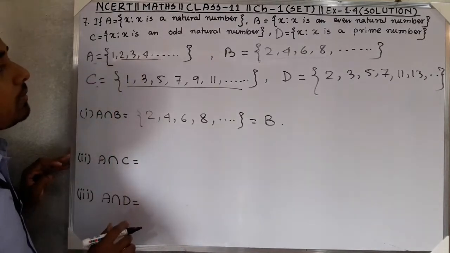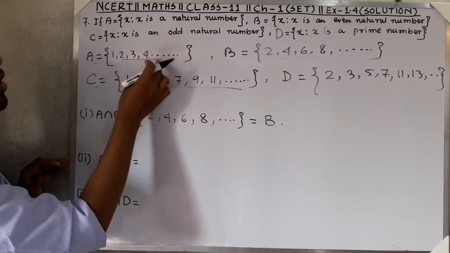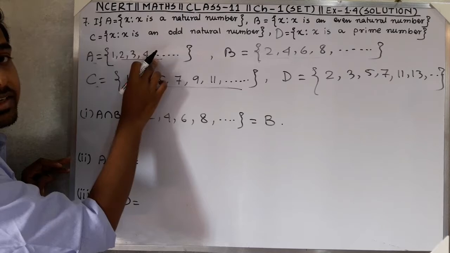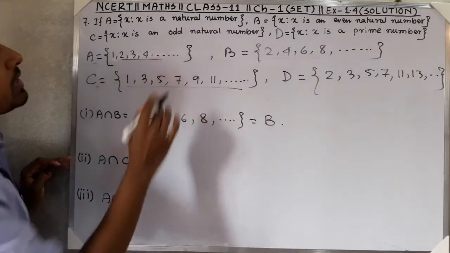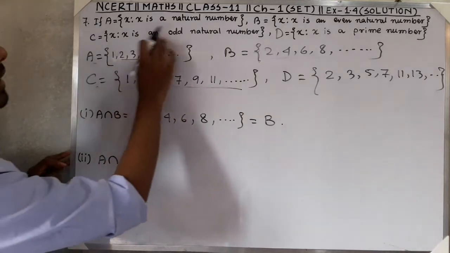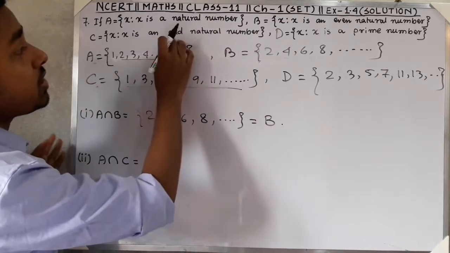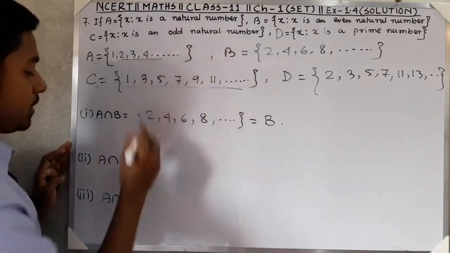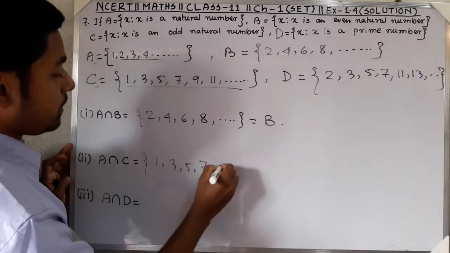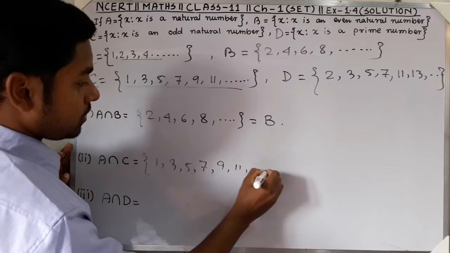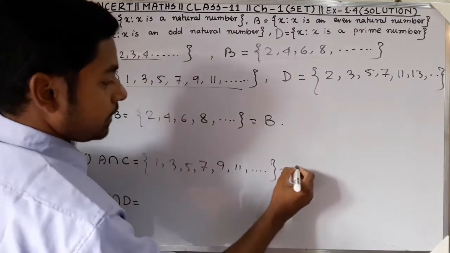What are the common elements? That means all the odd natural numbers, because these are in set A, and the even natural numbers are also in set A. So we can say 1, 3, 5, 7, 9, 11 are the common elements. That means x is an odd natural number and these are all natural numbers. So odd natural numbers will be common to both sets. What is this set? This set is equal to C.